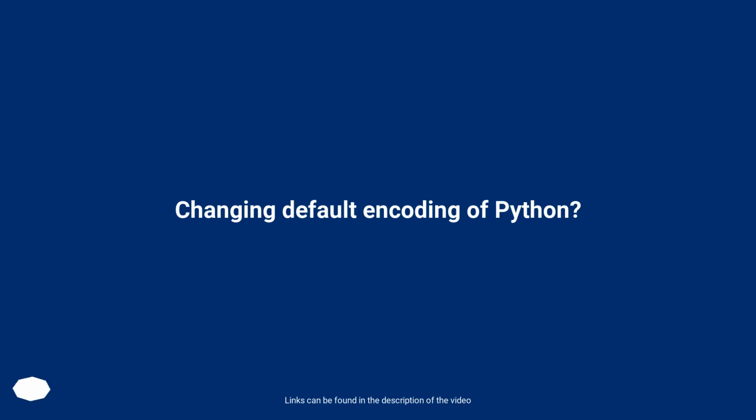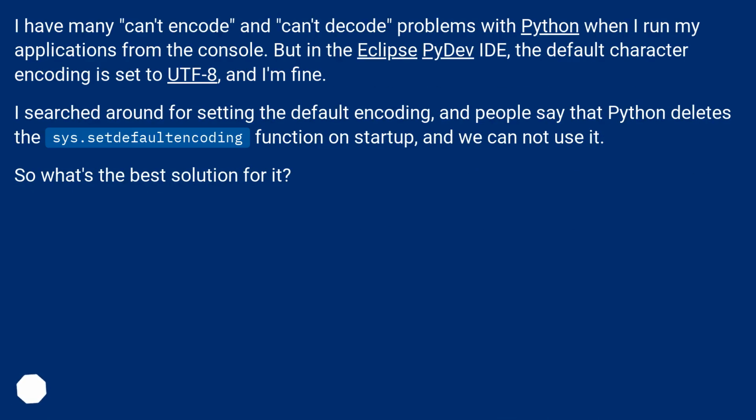Changing default encoding of Python? I have many can't encode and can't decode problems with Python when I run my applications from the console. But in the Eclipse PyDev IDE, the default character encoding is set to UTF-8, and I'm fine. I searched around for setting the default encoding, and people say that Python deletes the sys.setdefaultencoding function on startup, and we cannot use it. So what's the best solution for it?